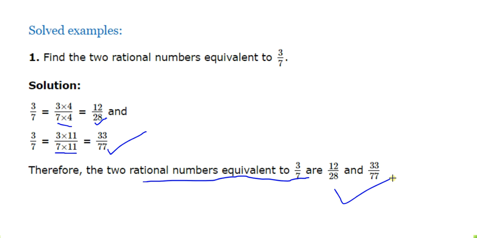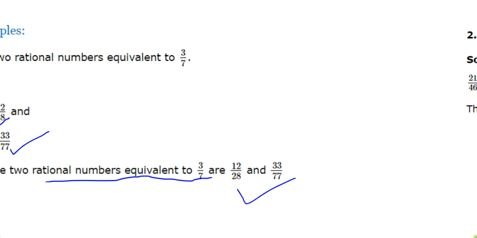The answer for these kind of questions may vary because the children might choose to multiply or divide the given rational number by different numbers. So all those answers will be correct. Now let us just solve a few more questions.